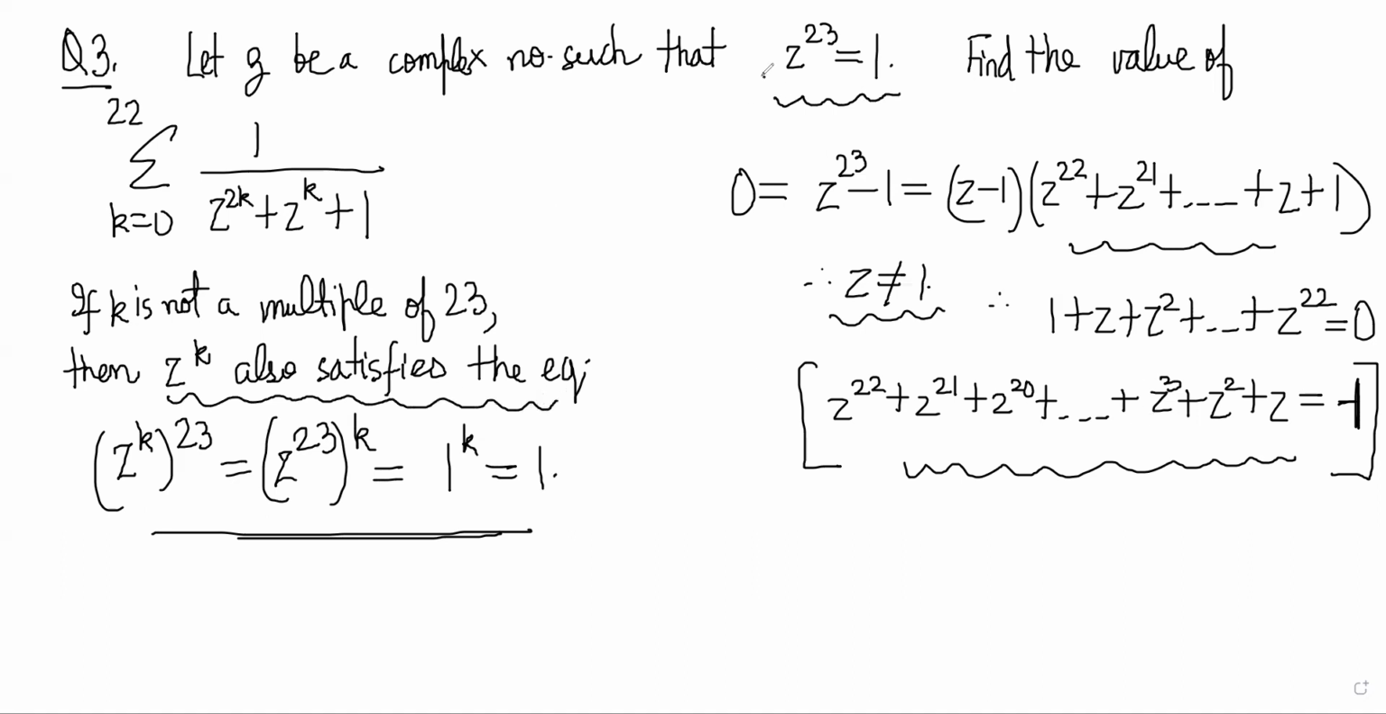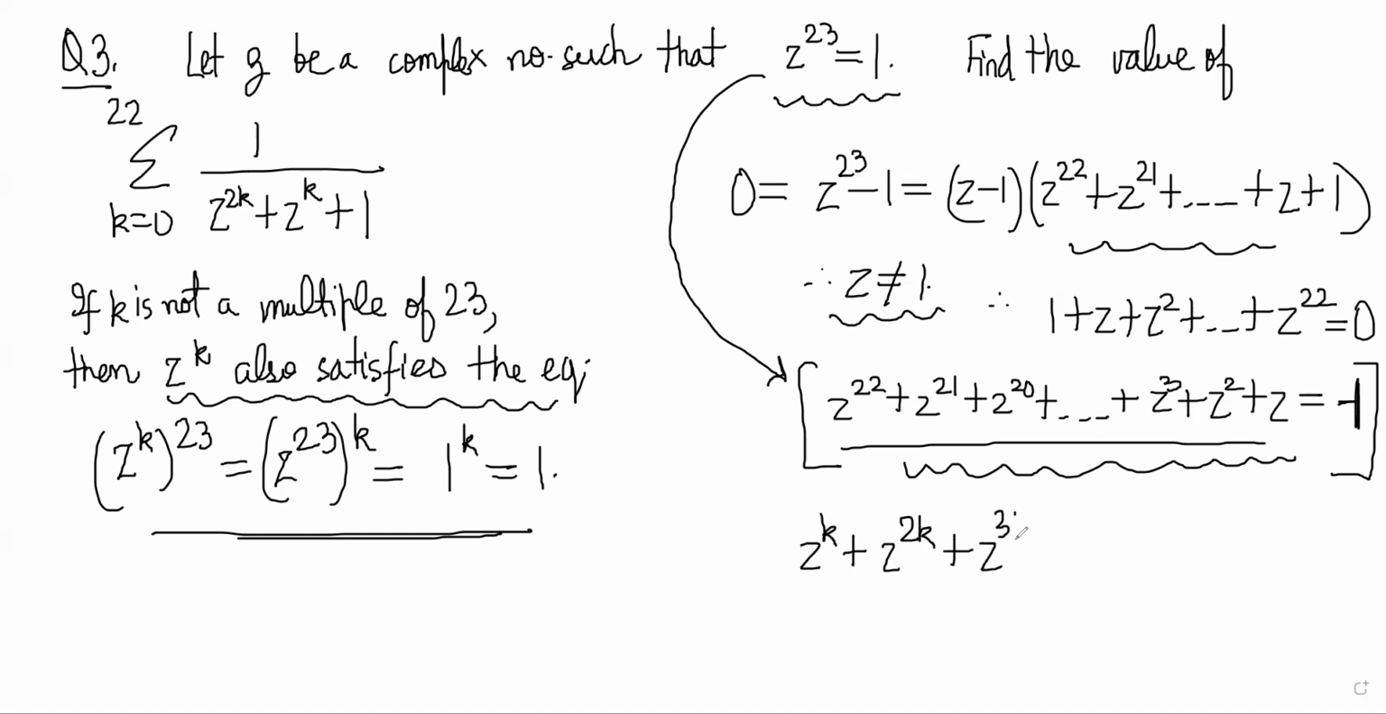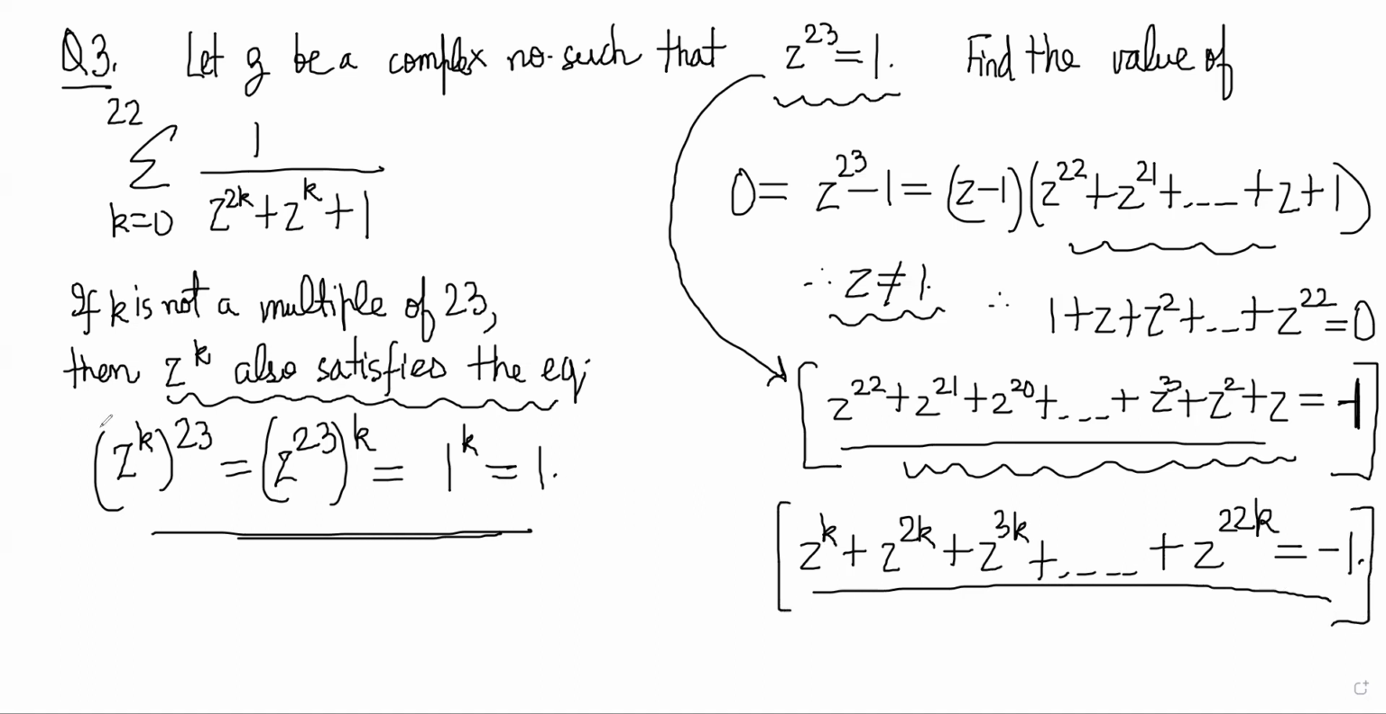So from this equation we had deduced this. So we can also say that instead of z, if I put z power k here, z power k plus z power 2k plus z power 3k, so on till z power 22k, that will also be equal to minus 1, right? If you are not convinced by this, let's take some examples and understand what is going on.